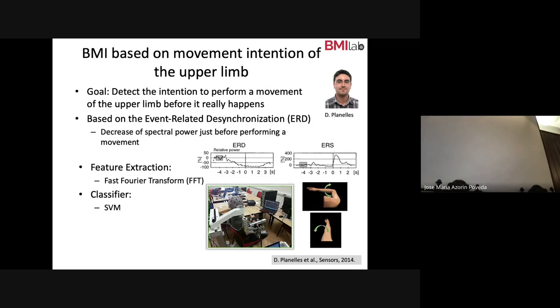And for doing that, the approach that we used was the paradigm of event-related desynchronization. So we know that there is a decrease of the spectral power just before the movement is done. So we developed a different algorithm. In this case, it was based on the fast Fourier transform, and we used a support vector machine for detecting when the person wants to move, so whether they try to move the arm or not.